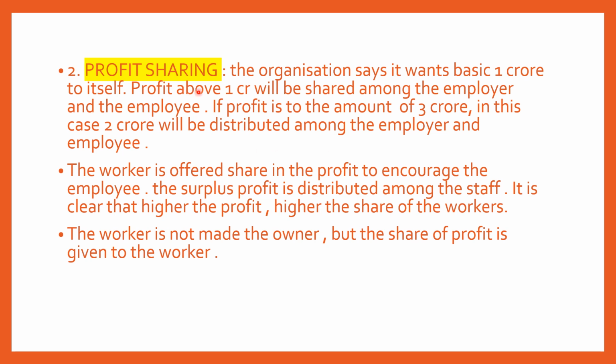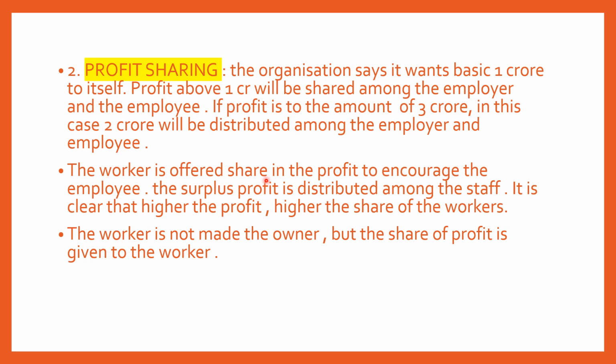Second comes the profit sharing. What is done in this is that the organization will keep basic profit for itself. Say when we make 1 crore profit, it will go to the organization. Profit over and above 1 crore, that difference will be shared between the employer and the employee. So if the profit comes out to be 3 crores, 1 crore will be kept by the organization and the rest 2 crore profit will be distributed amongst the employer and the employee. So this is how the organization is giving a share in the profits to the employees.